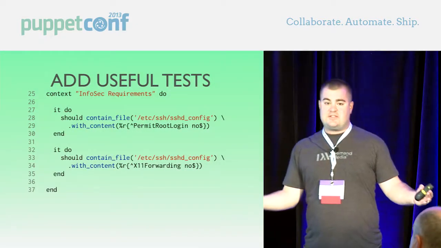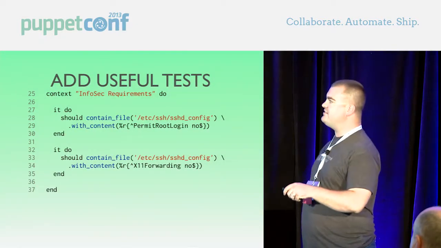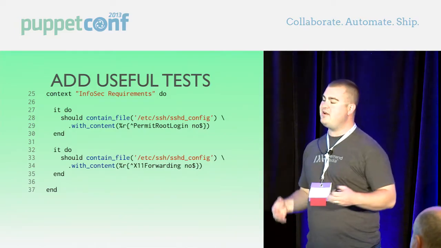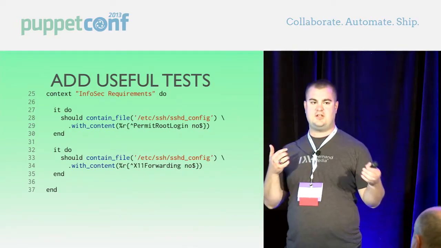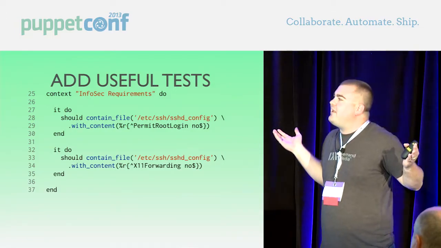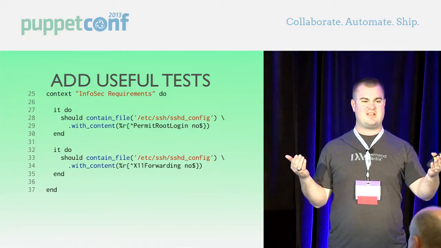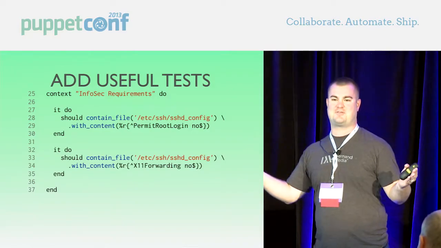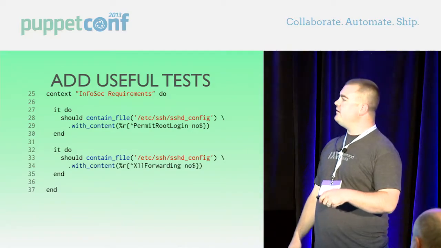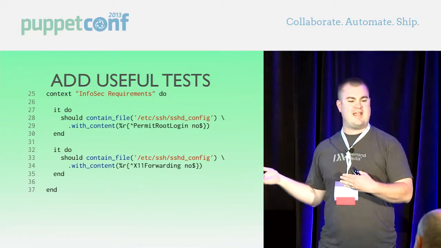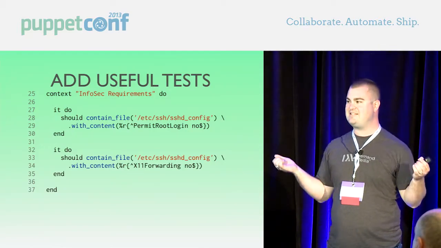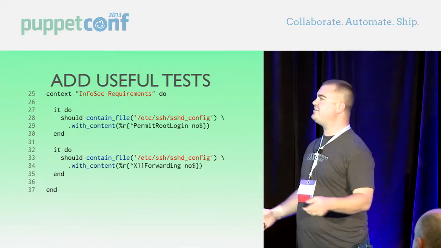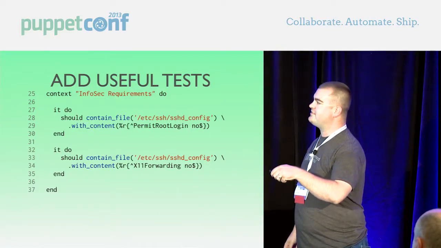So let's add some useful tests. We add a context. Normally, you use a context to change parameters or change facts, but it's also useful to give contextual information. These are InfoSec requirements. Is that pretty readable? It should contain a file that is SSHD config, and it should have this regex.